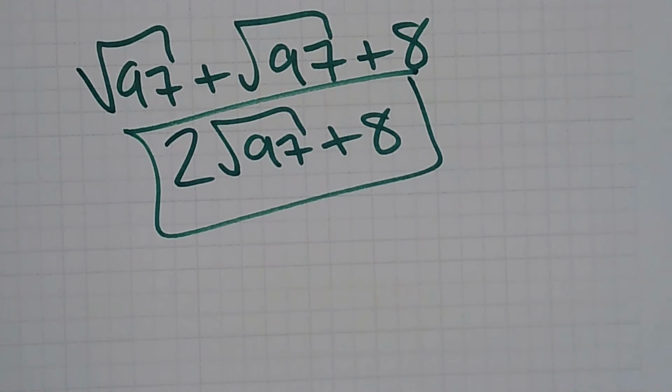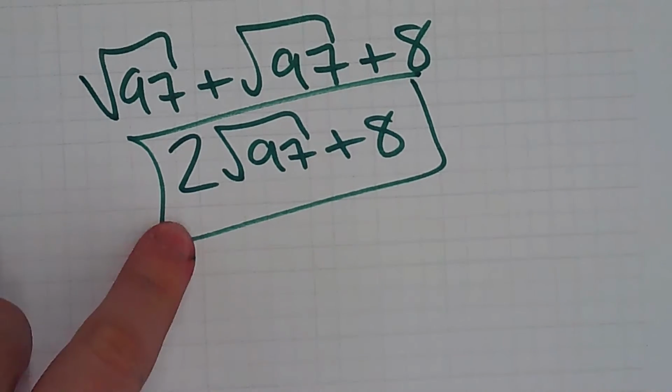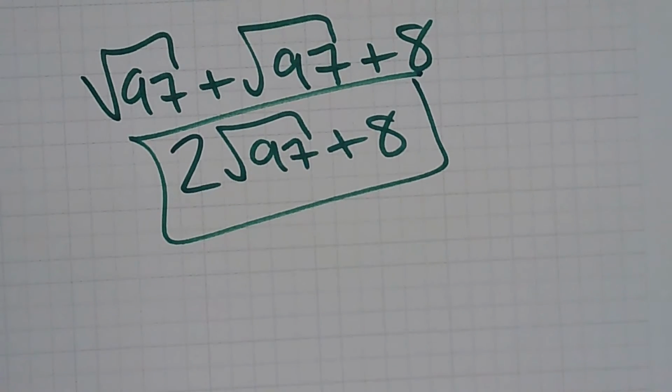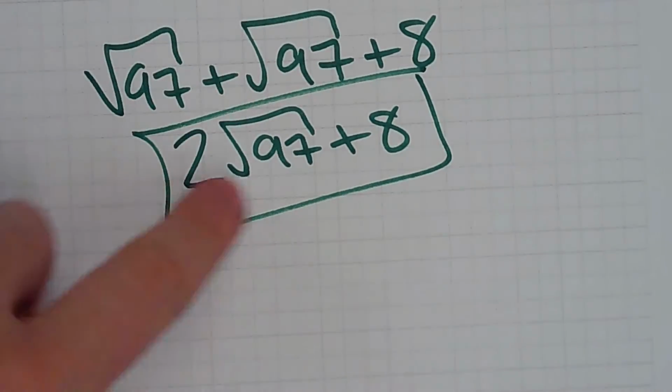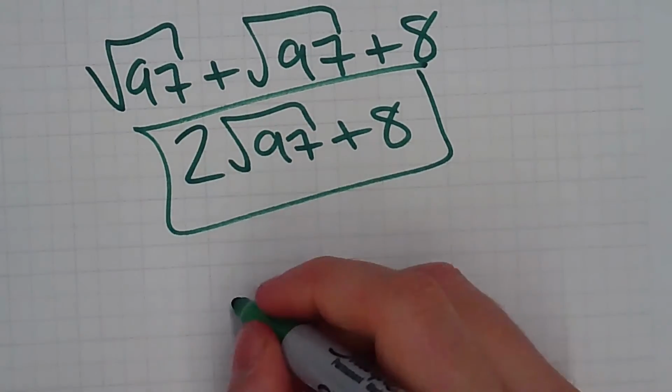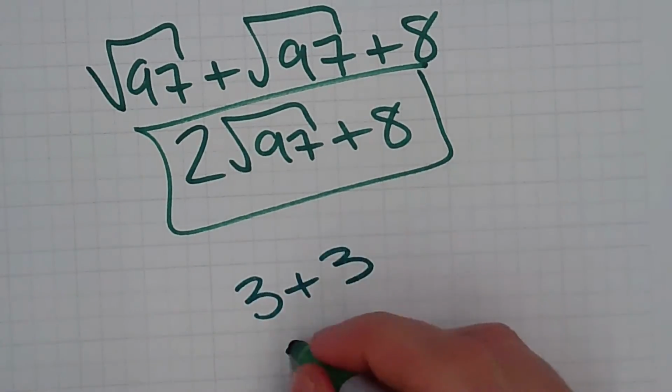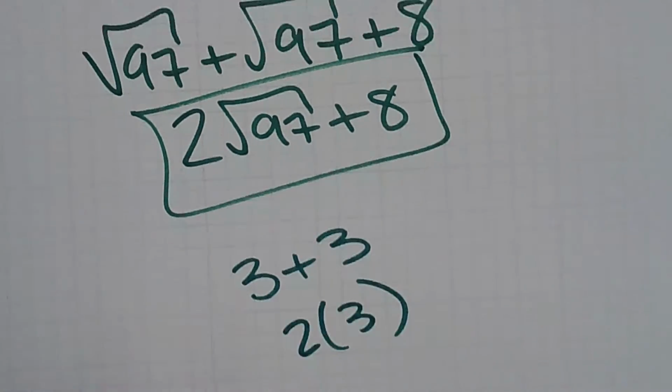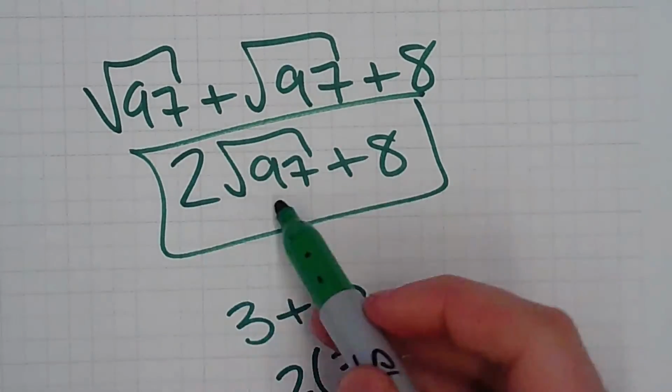Perimeter is 2 root 97 plus 8. Were they going to have you round decimals and add them together? Yeah. But why not have the exact answer? Root 97 plus root 97 is 2 root 97. If I told you 3 plus 3, we could write that as 2 times 3, right? That's 2 3s. So why not just write it as 2 root 97s?